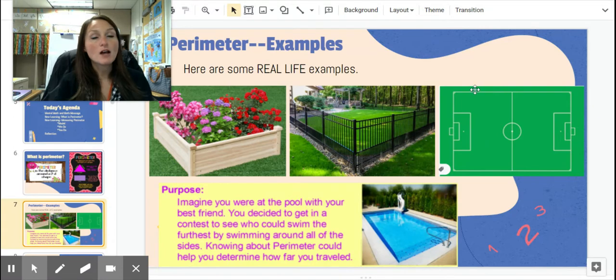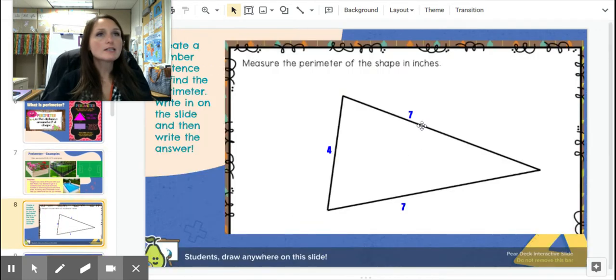We had to measure the perimeter to find out how much fence we need. If they're making a soccer field, like in our stories this week, they need to be able to measure how long the line needs to be. Or like your pool: imagine you're chasing each other around the pool. If you want to find out how far you ran, you would be finding the perimeter. And here's an example of a triangle that has already been measured for us, and you can see it's 4, 7, and 7.